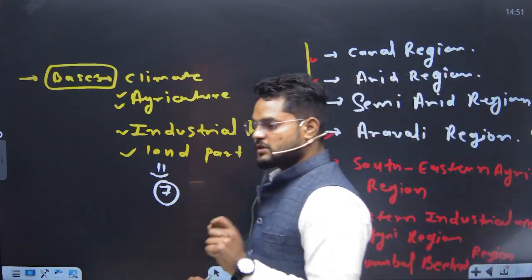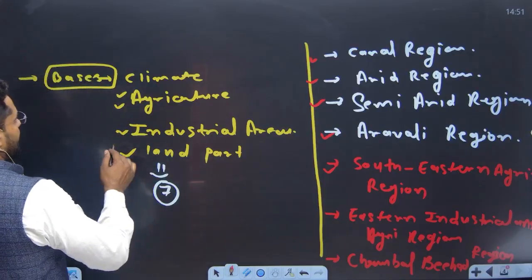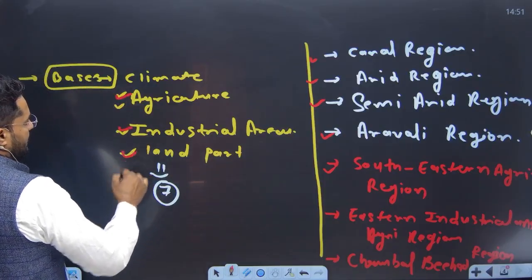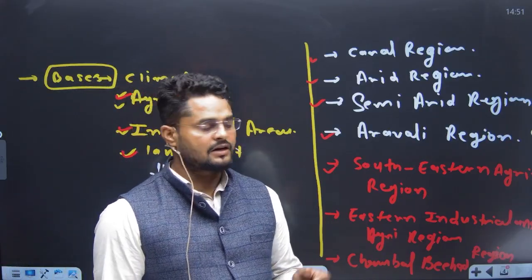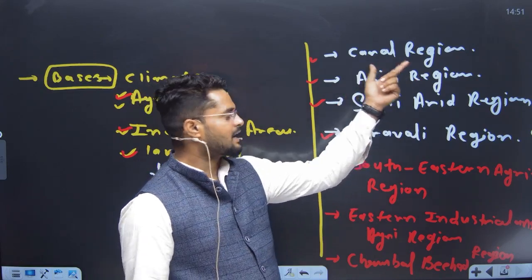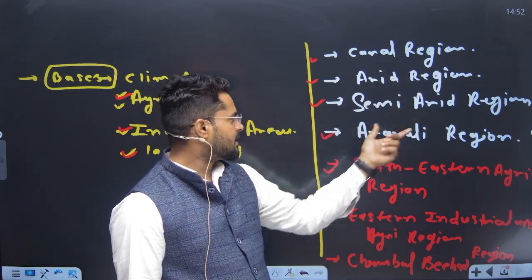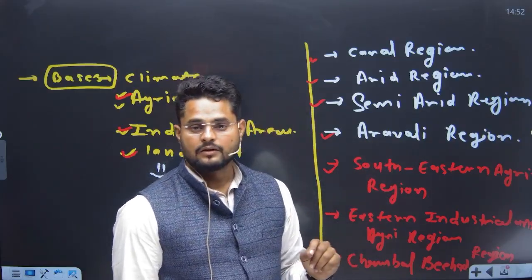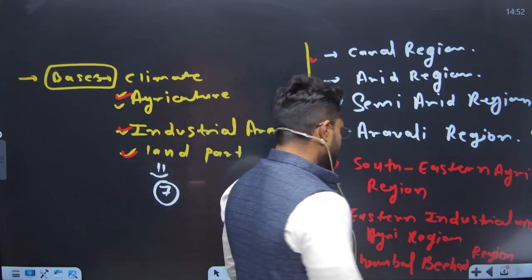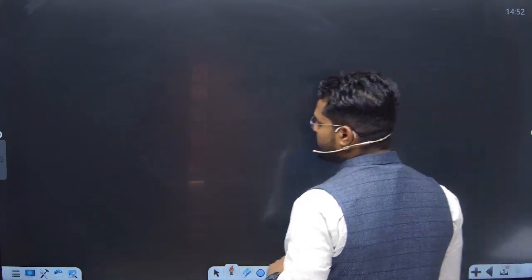Misra, on the basis of climate, agriculture, industry and land, divided Rajasthan into 7 physical regions: canal region, arid region, semi-arid region, Aravalli region, southeastern agriculture region and eastern industrial region.